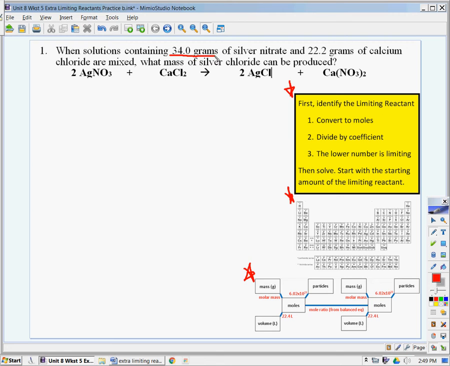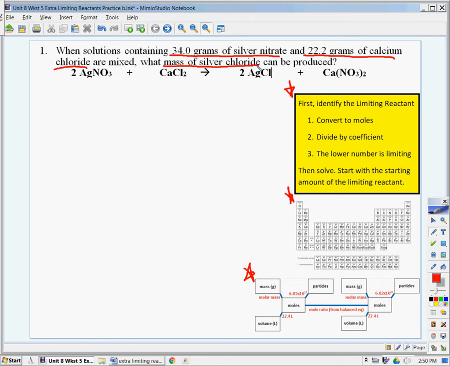We have two starting amounts, 34.0 grams of silver nitrate and 22 grams of calcium chloride. All right, the reason this is a limiting reactant problem is we have two starting amounts. Since we have two, we have to figure out which one of those numbers is actually the one that we want to use. One of the numbers is going to give us too high of an answer. The other one is going to give us a lower answer, which is going to be the right answer. The lower answer is always right. Then we get to the mass of the silver chloride. That, at the end, is what we're going to try to find.